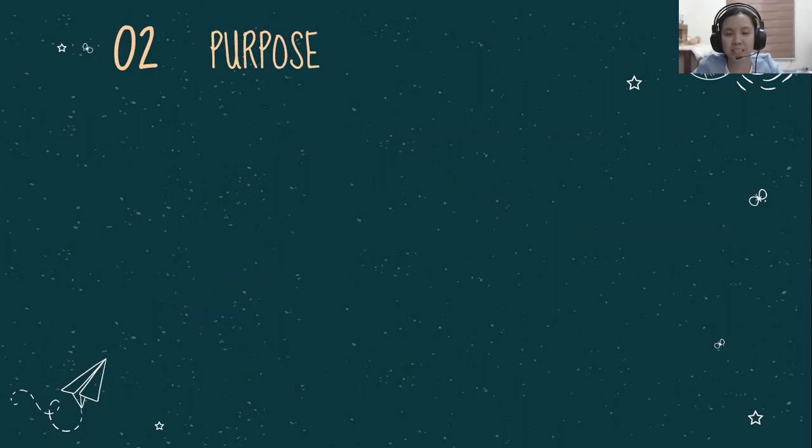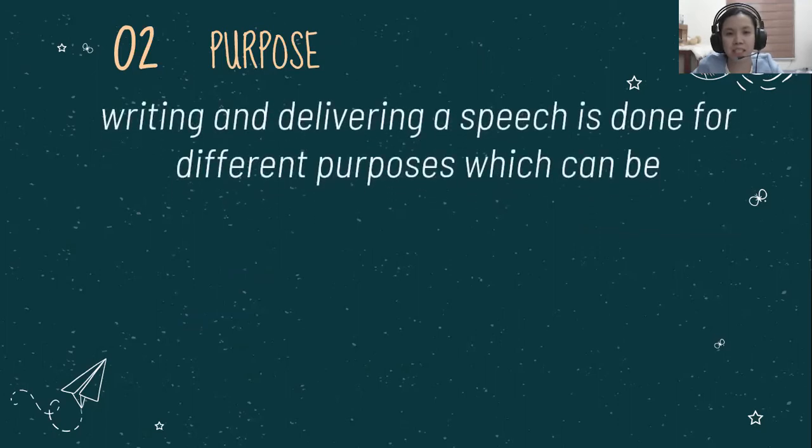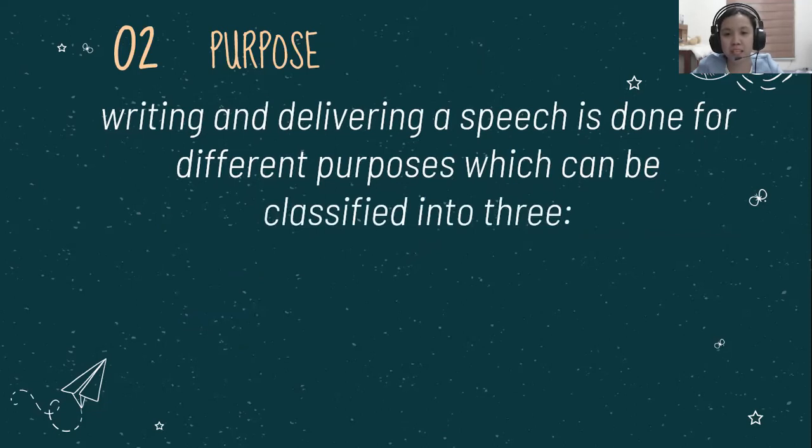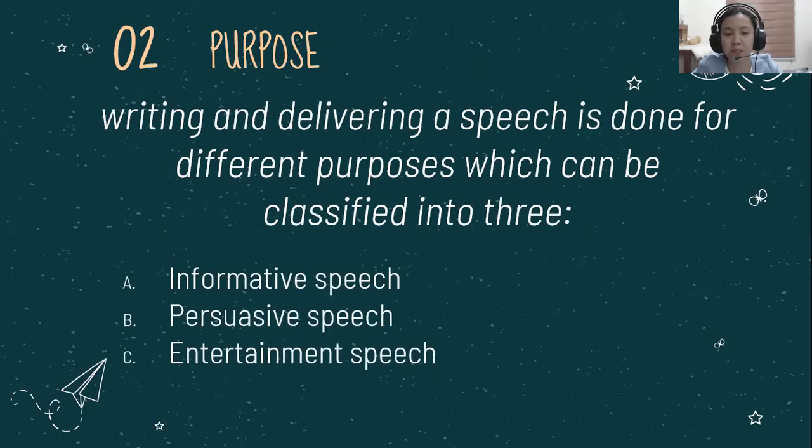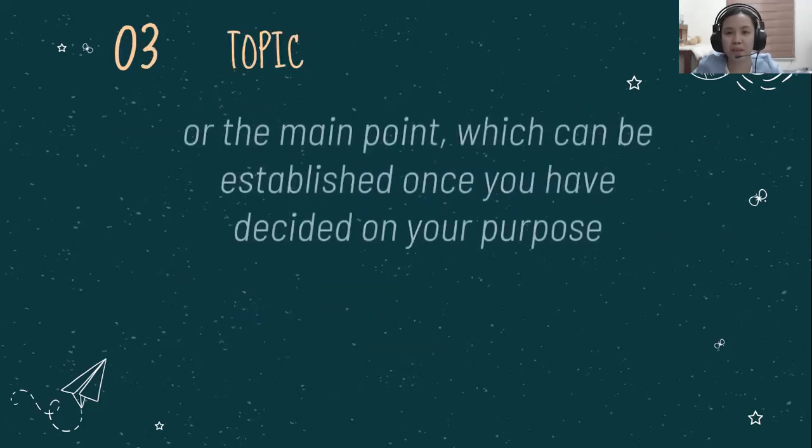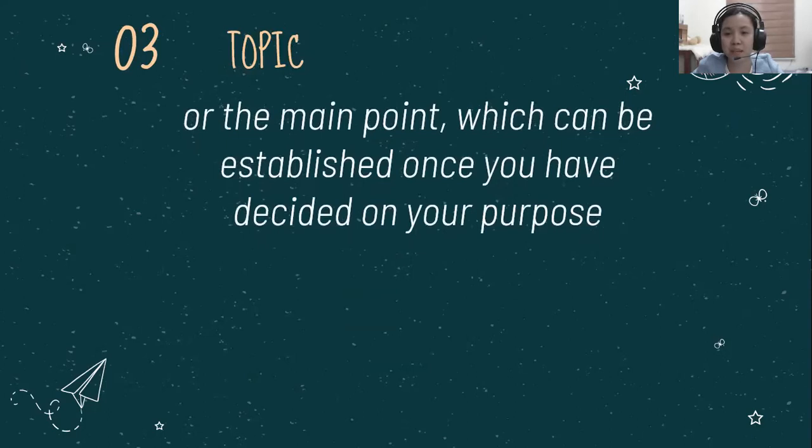Next component is purpose. Writing and delivering a speech is done for different purposes, which can be classified into 3. It can be informative, persuasive, and entertainment. As speakers, we have to identify first what is our purpose in delivering a speech. Is it to inform the audience? Is it to persuade them or to entertain? Next is the topic or the main point, which can be established once you have decided on your purpose.